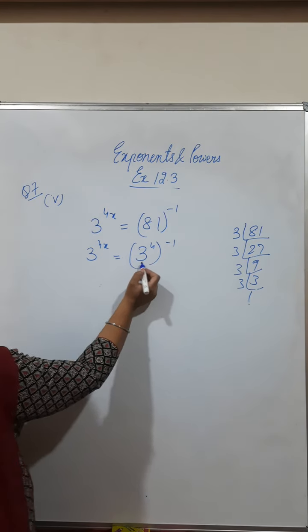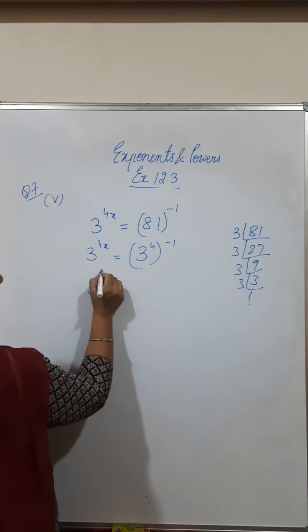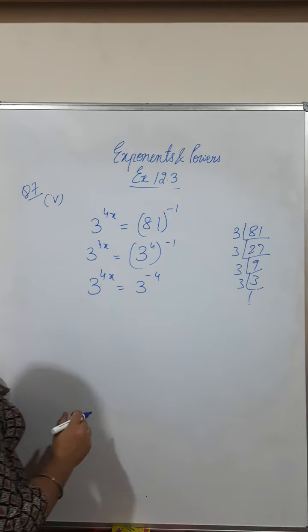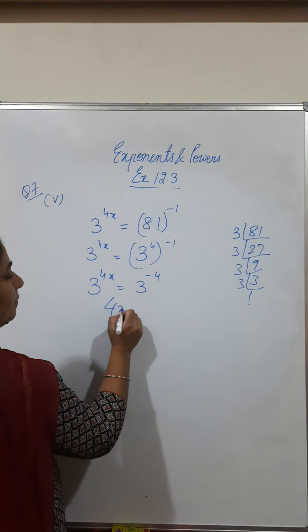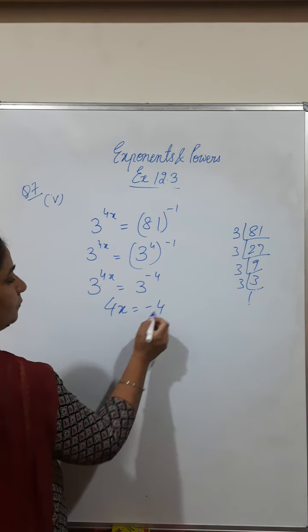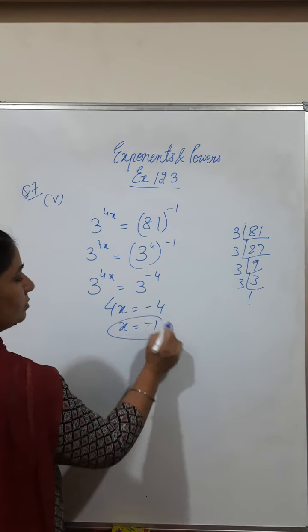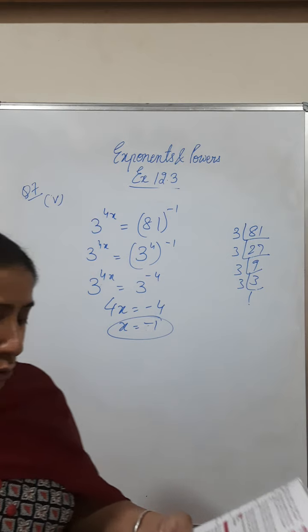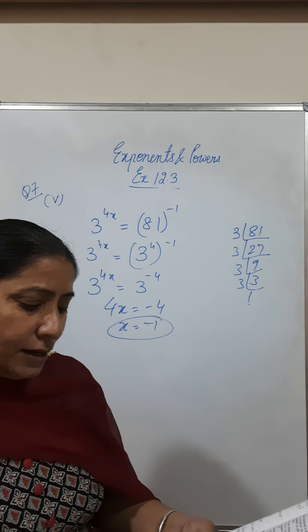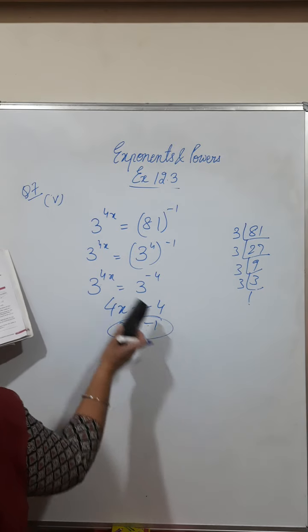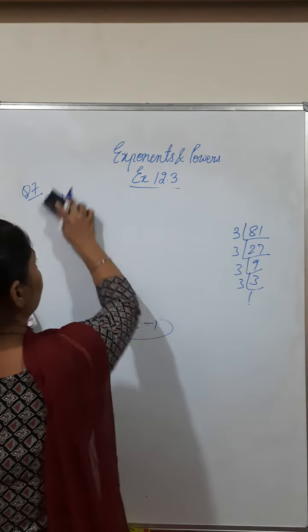Now when there are two powers of the same number, you very well know that you multiply the two. 4 into minus 1 is minus 4. Bases are same, powers will get equated. Minus 4x is equal to 4, x is equal to minus 1. So this is the answer, beta, x equal to minus 1. In the same way, beta, you can complete the rest of the parts also. Or if you want, I can just discuss the fourth part.